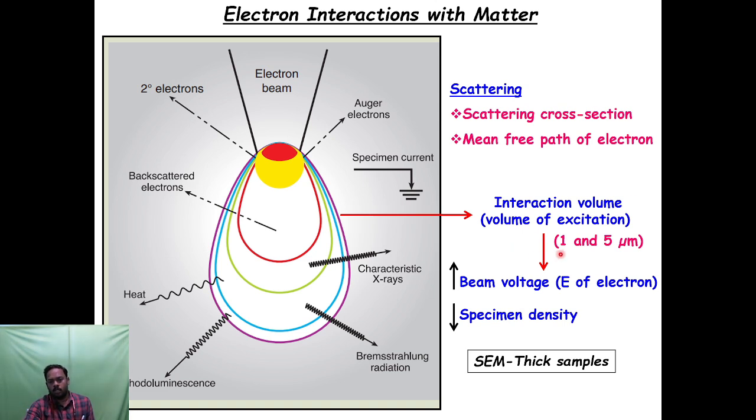The depth of this volume is about 1 to 5 micrometers. This volume increases when the beam voltage or the energy of the electron increases, and the interaction volume decreases when we use a highly dense specimen or when the thickness of the sample increases. Usually thick samples are characterized using scanning electron microscopy, which will detect both secondary electrons and backscattered electrons. If we couple with the EDX accessory, we can detect characteristic X-rays, which will show the peaks corresponding to the different elements present in the sample.